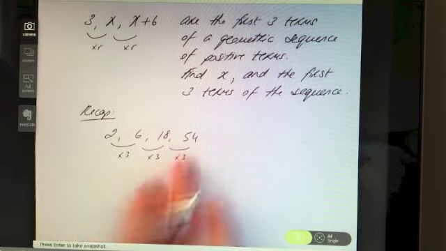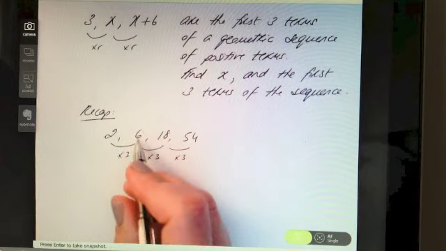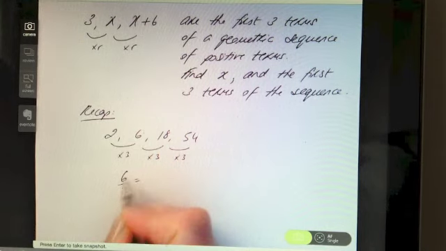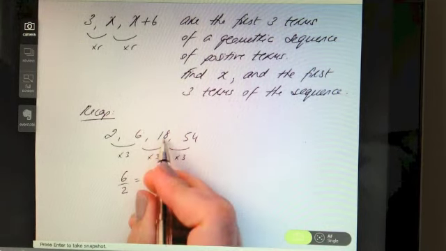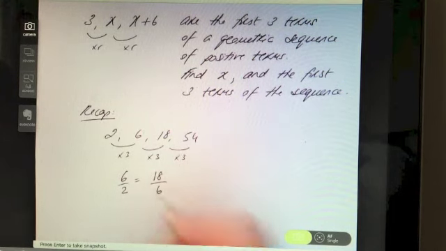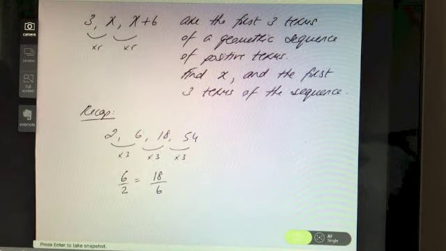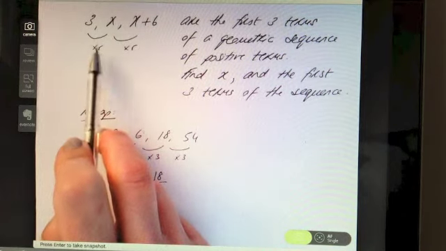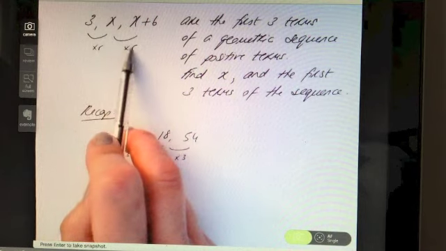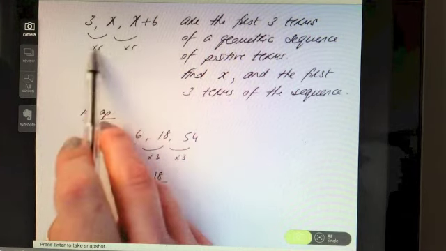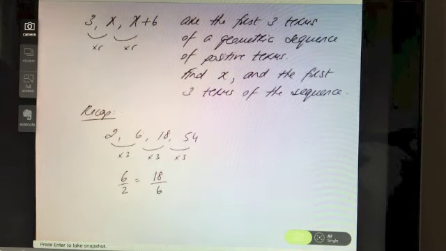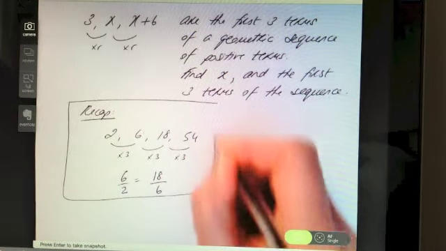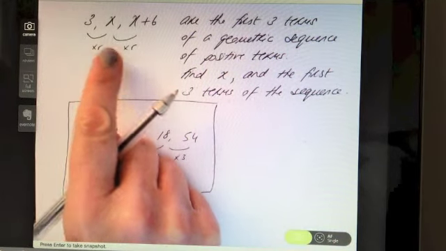So in analysing this, we know that 6 divided by 2 will give you that common ratio, and 18 divided by 6 will give you that common ratio. Now in this scenario we know that the common ratio is 3, but in this scenario we don't know what the common ratio is, but we do know that it's the same each time. What you are multiplying from one term to the next has got to be the same each time. So this is the concept we're going to use here to help us work out the value for x.